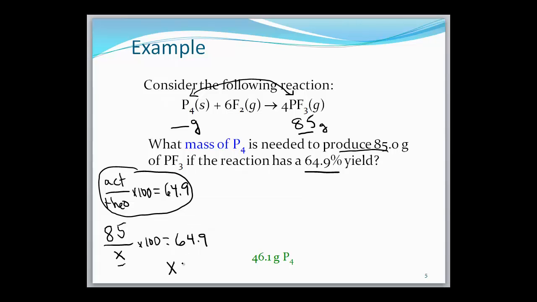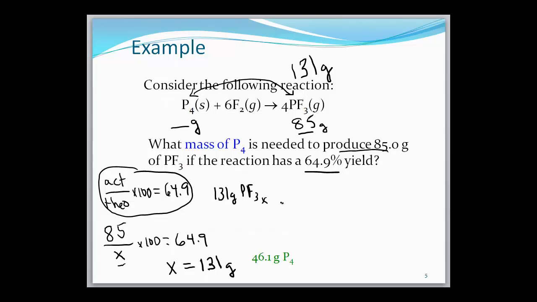So in this problem, if we solve for x, we are going to get, no, we're not. We're going to get 130, actually, let's just put it at 131. So that's going to be our theoretical value of the PF3. So what we're going to do is take 131 grams PF3, and we're going to do the stoichiometry now to figure out grams of P4.